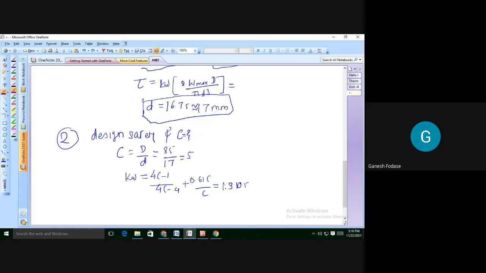So develop Kw next, and from this find out value of tau. The formula I'm not writing now again. It is same formula, that is Kw into 8W max d upon pi d cube. Check value of tau and check whether it is below the limit or not. What you given? So find out value of tau. How much it is? Tell me. Formula is same.